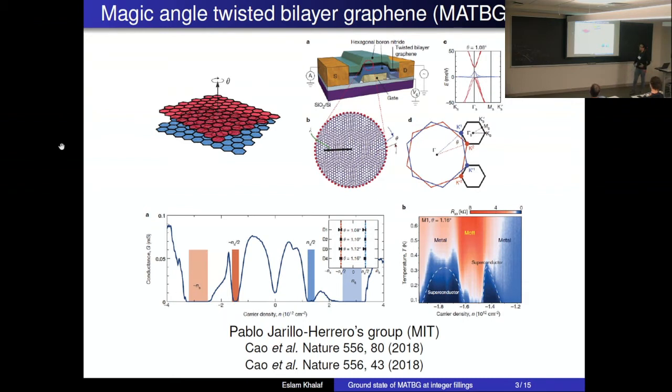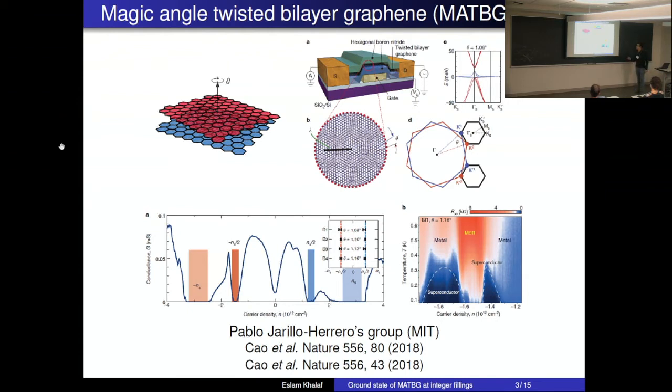A simple way to understand this is that when we place two carbon layers on top of each other with a small angle, we get this so-called Moiré pattern, which has a much longer wavelength than the microscopic lattice scale. It's around 50, 60 times larger.